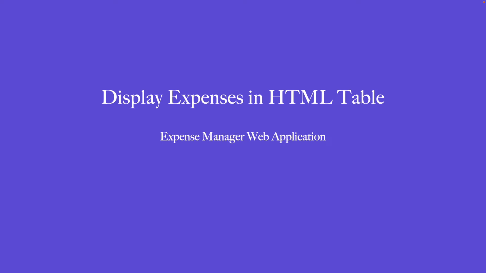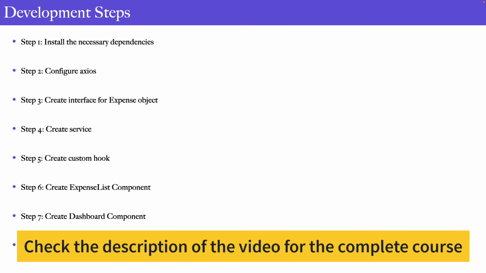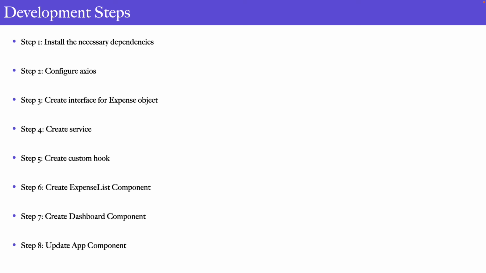In this video, we will discuss the development steps for displaying the expenses in an HTML table. The first step is to install the necessary dependencies. Second step is to configure the Axios library. Third step is to create an interface for the expense object. Fourth step is to create the service. The fifth step is to create a custom hook to fetch the expenses from the backend API.